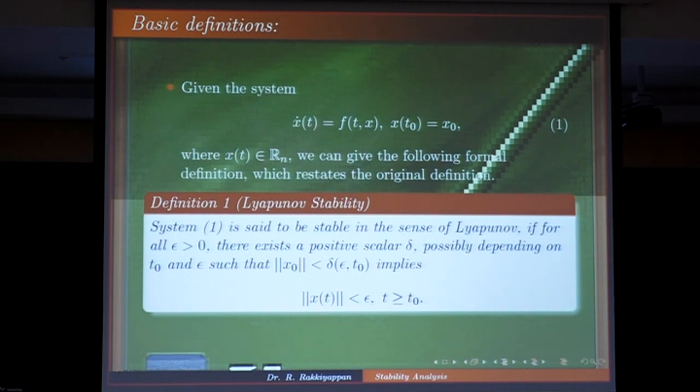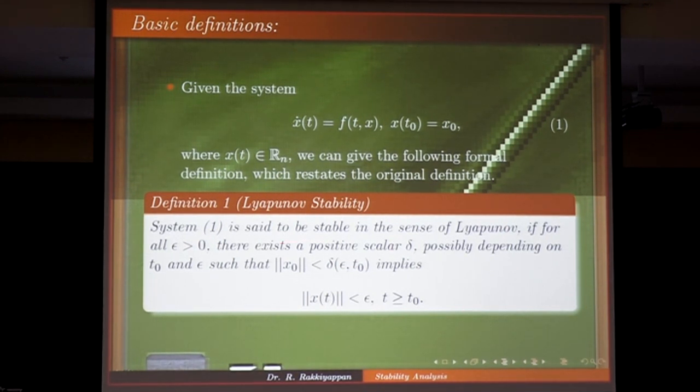So consider a non-linear initial value problem, a system of non-linear differential equations. Here you can consider the system with the initial condition x of t naught equal to x naught, and your state belongs to R^n. So we can give the following formal definition, which restates the original definition. This is the definition of stability in the sense of Lyapunov.